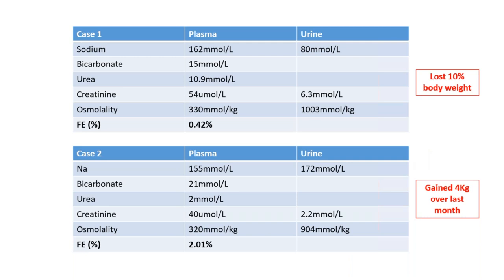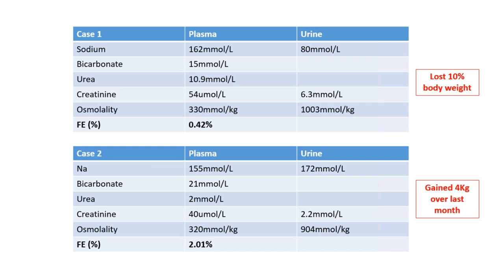And then lastly, I want to talk about the fractional excretion. Looking at the plasma creatinine and sodium and the urinary sodium and creatinine, you can calculate the fractional excretion. And if it's below 1%, you know that these kidneys are trying to conserve sodium. So in case one, with a fractional excretion of 0.42%, which is below 1%, that child is dehydrated, trying to conserve sodium, and trying to conserve water by extension. And so that again would fit in with dehydration.